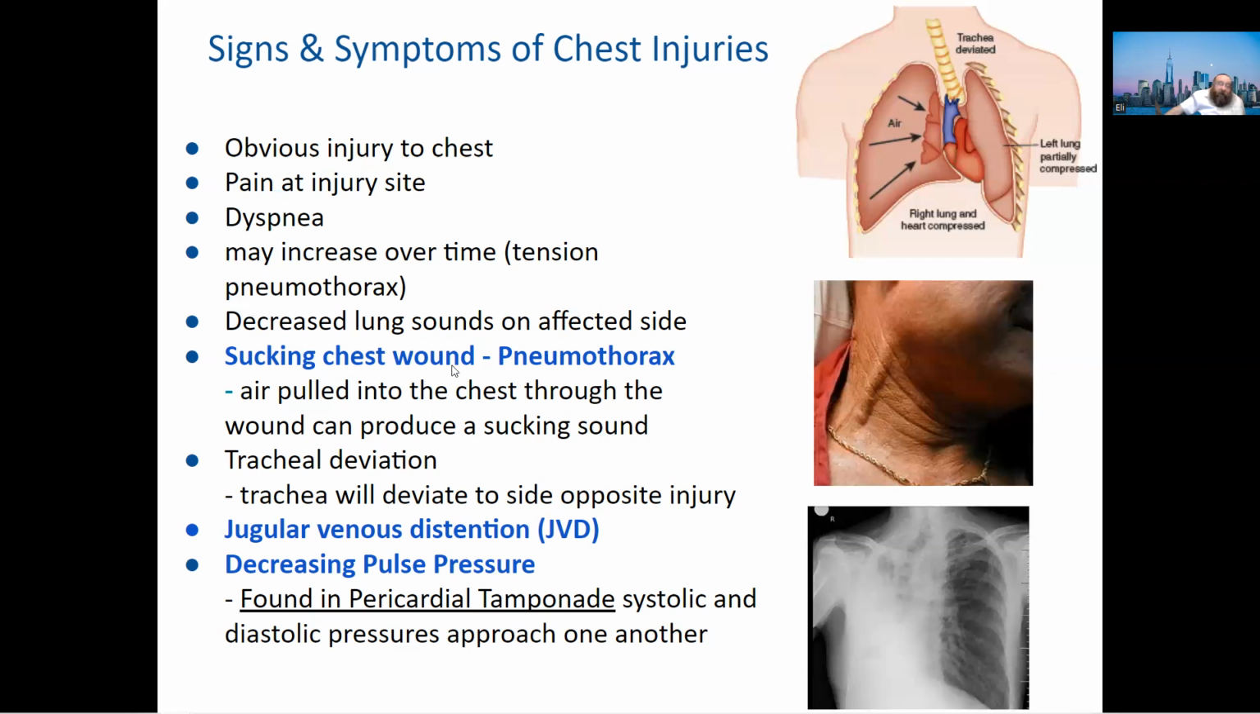The pneumothorax has like a nickname. It's called a sucking chest wound. And the reason for that is because you can actually hear the air being sucked in to the chest. Okay, you can hear it sucking in. And eventually, if there's tension, it will show this TD or tracheal deviation. This is JVD.